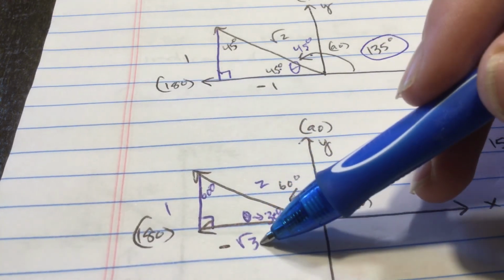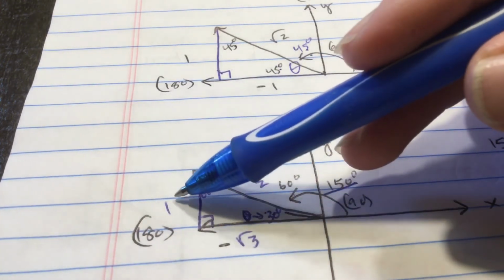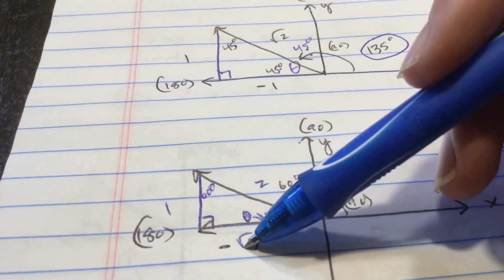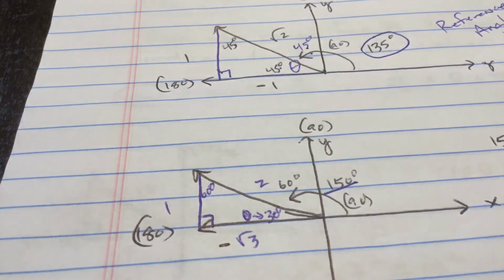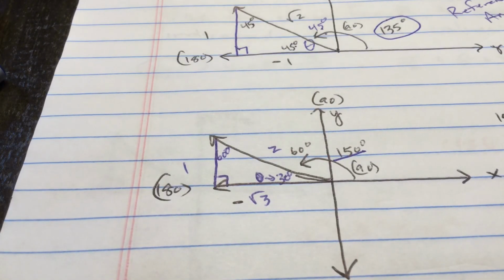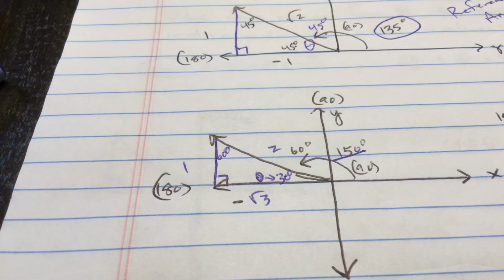So this time you got -√3, 1 and 2. Side root 3, twice the side. Why is this negative? Again, second quadrant, x is negative. So then that's how we could figure out cosine of 150 degrees is -√3/2. Sine of 150 degrees is 1/2, and so forth.